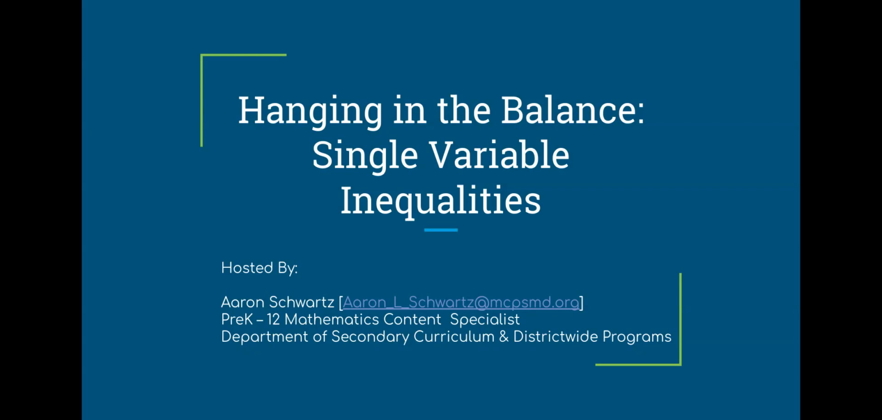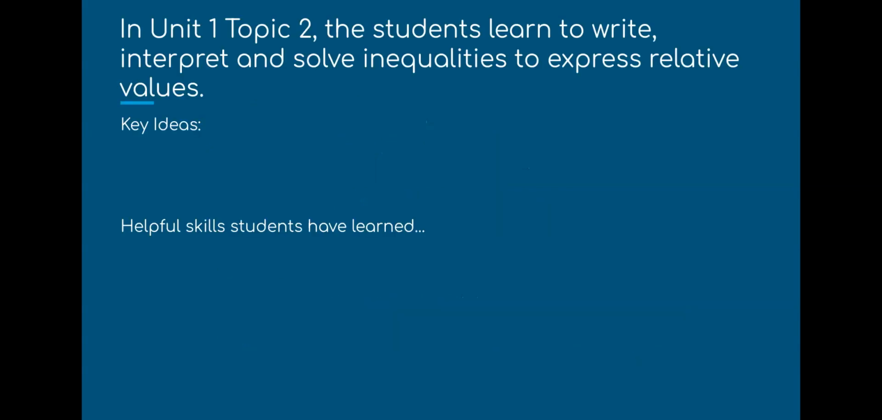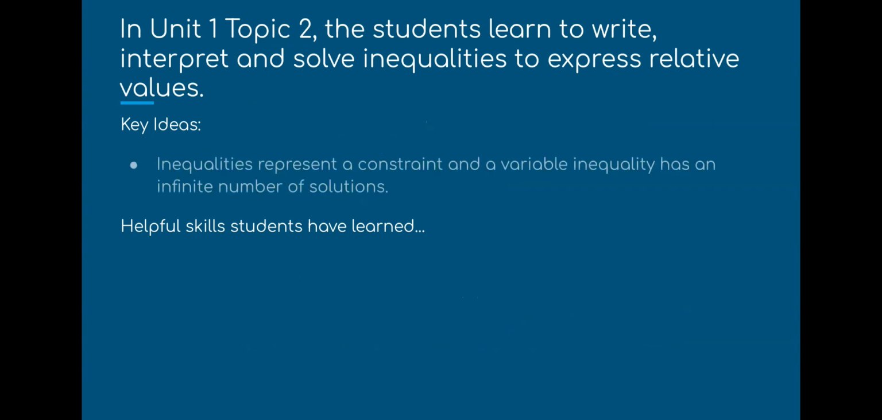Today's video is called Hanging in the Balance. It's about single variable inequalities. In Unit 1, Topic 2 of the current Algebra 1 curriculum, the students learn to write, interpret, and solve inequalities to express relative values. The key ideas include that inequalities represent a constraint, and a variable inequality has an infinite number of solutions.